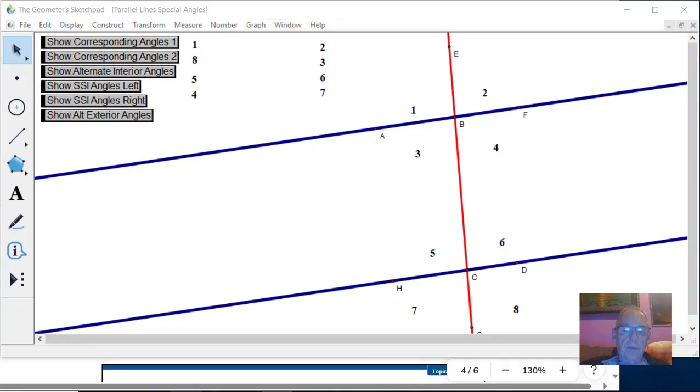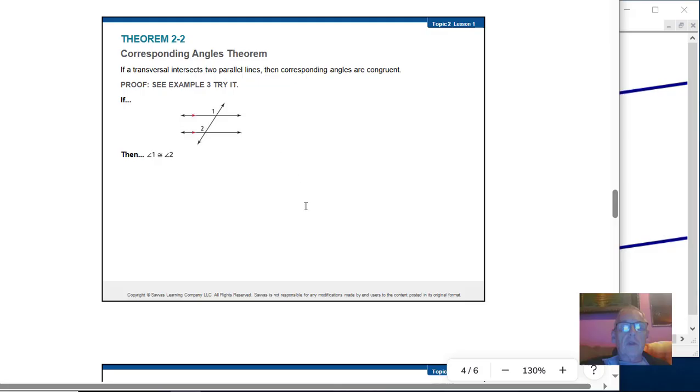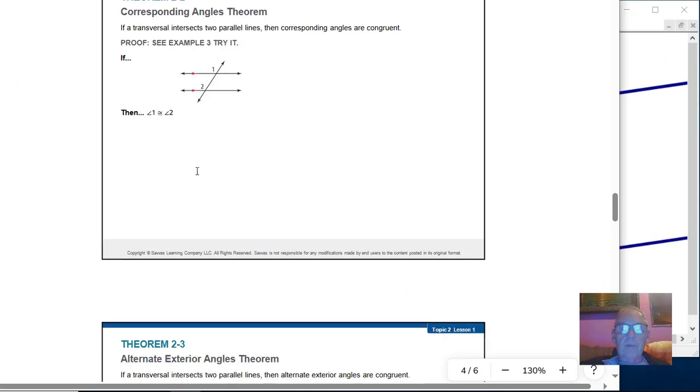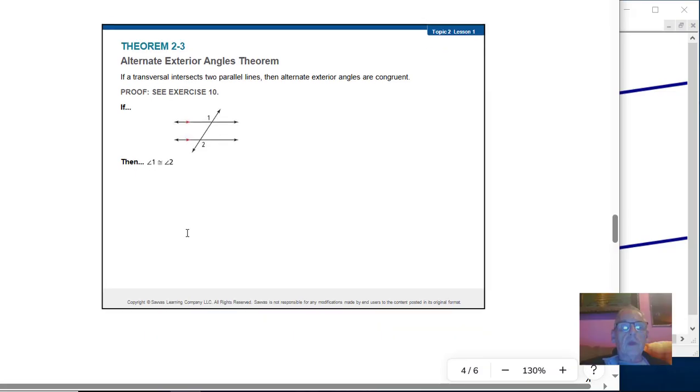Let's go back to the slideshow. So this is our corresponding angles theorem. We will try to prove this in example 3's try it. Let's move on. Theorem 2.3, another theorem to be added to our list, the alternate exterior angles theorem. If a transversal intersects two parallel lines, then alternate exterior angles are congruent.